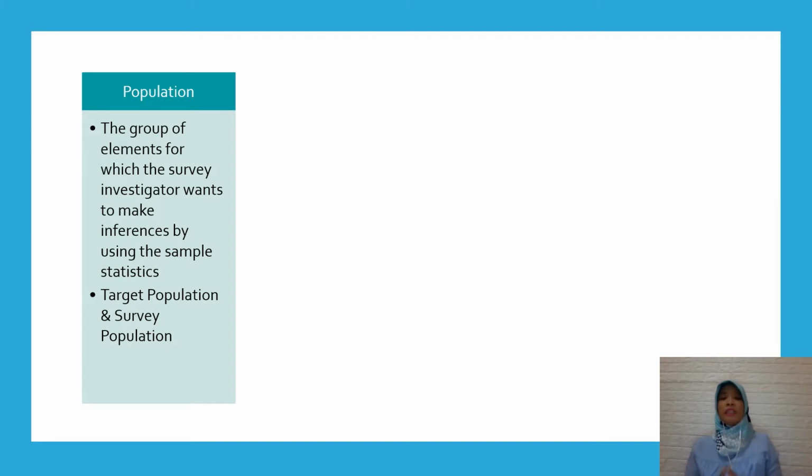But sometimes there are situations in which we cannot access everyone, maybe due to conflicts or natural disasters. So we cannot enter a specific area or a place that's isolated from outsiders. It would be really difficult for us to enter that area, so we have to restrict ourselves from collecting data from those areas. So our survey population would be the whole Indonesia, minus those places that we cannot access.